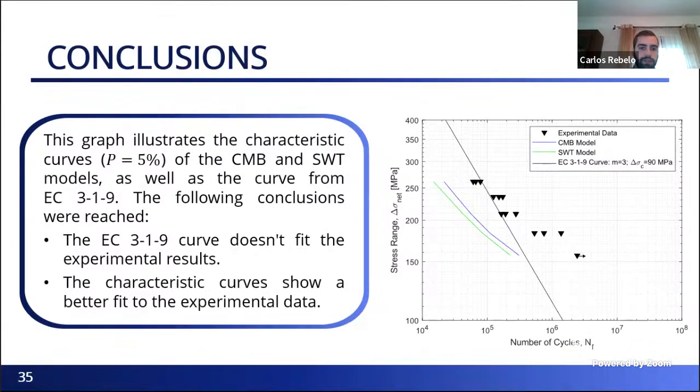This graph shows the characteristic curves of the CMB and SWT models and the Eurocode curve. As I said, the Eurocode curve does not fit experimental results. On the other hand, the characteristic curves present a better fit to the results, since the slope is adequate, and they establish a safety margin that includes all experimental points.